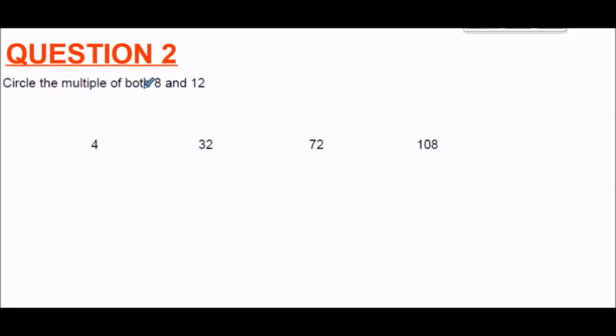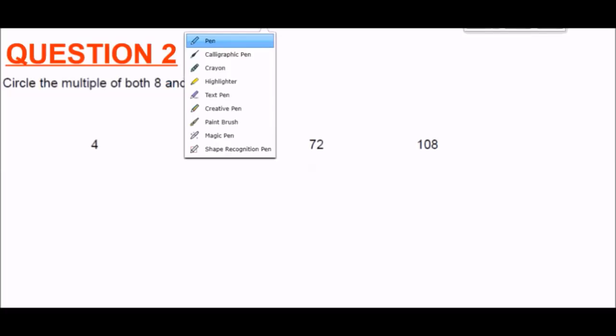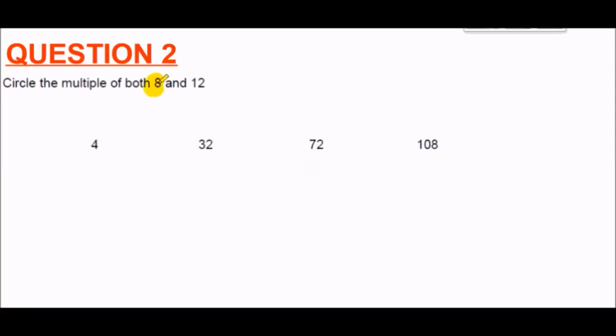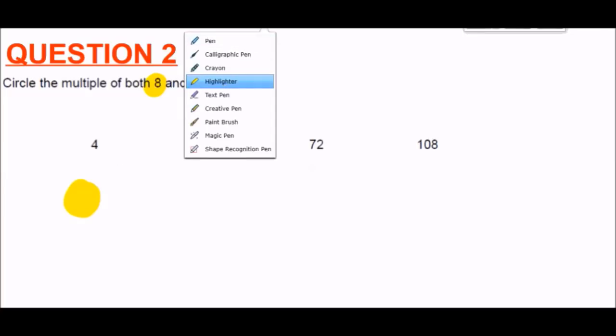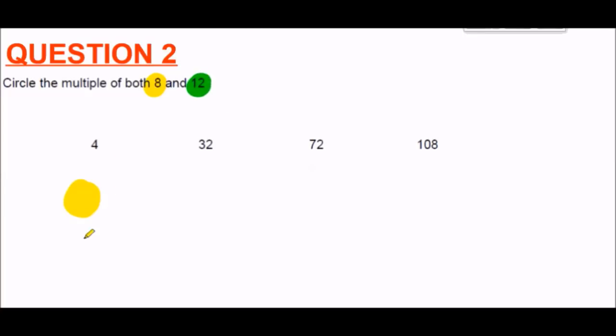Circle the multiple of both 8 and 12. So multiple just means what numbers are in both times tables. And so what we could do here is think of the 8 times table and also the 12 times table. So if I just highlight the 8s, and also we can have a look at the 12s. So the 8 times table and the 12 times table.